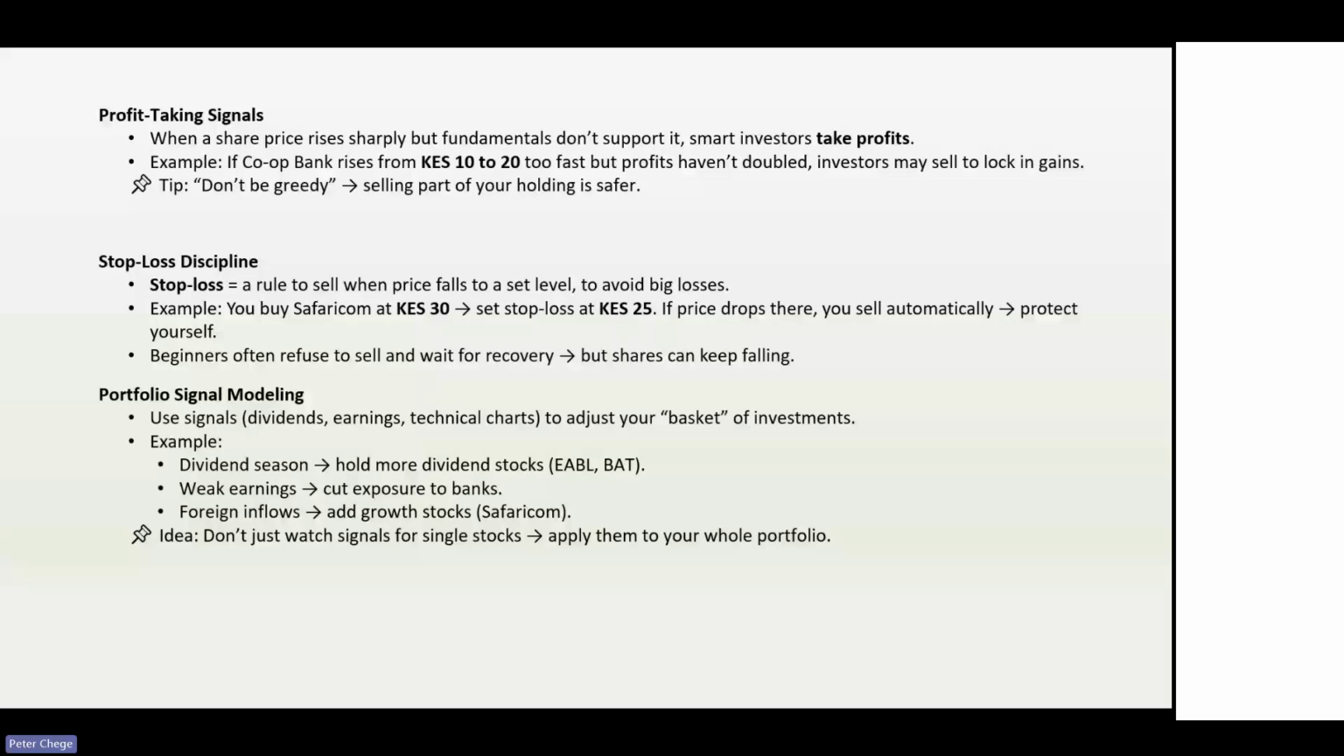Then foreign inflows, that is something you need to check. Always that time, add growth stocks, so that when prices appreciate, you can decide to sell. And it is not just one stock you are checking, it's your whole portfolio.